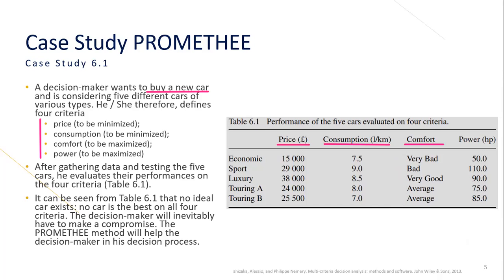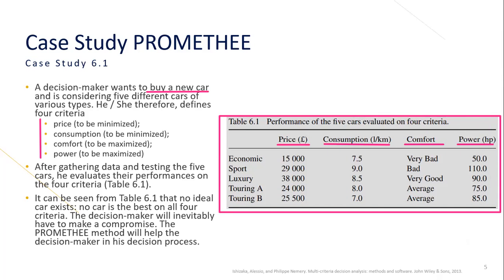And then the power, horsepower. Normally people will want the higher the horsepower, the better. Yeah, so here we have the standard number. For example, economic will be 50 horsepower and so on. Okay, after we gather this information, what should we do next? Of course, we will need to understand the meaning of every number.